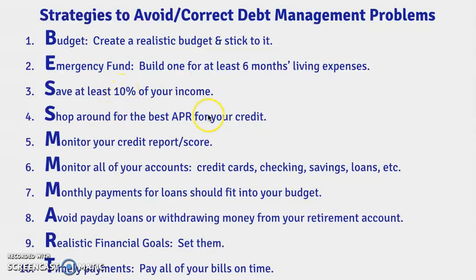Shop around for the best APR for your credit. Monitor your credit report or score. Monitor all of your accounts. Monthly payments for loans should fit into your budget. Avoid payday loans or withdrawing money from your retirement account. Realistic financial goals, set them. Timely payments, pay all of your bills on time.